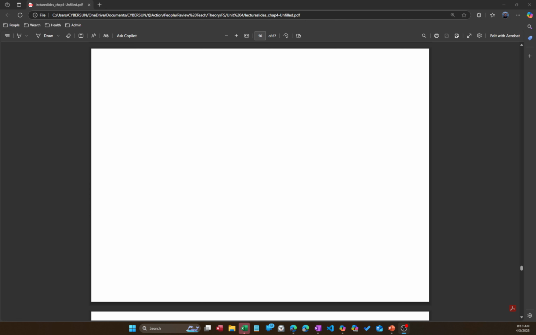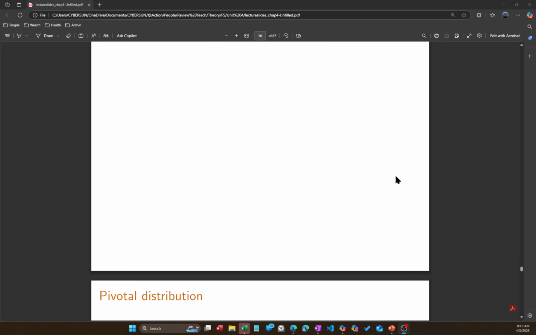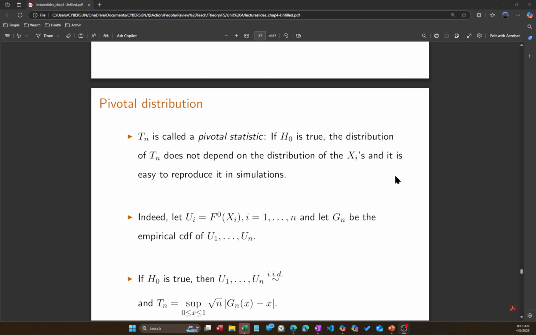In this session today, we'll explore the application of Donsker's theorem to statistical testing and random variable generation. The process highlights pivotal distributions, the significance of universal critical values, and efficient generation of random numbers based on a given cumulative distribution function. So let's get started.